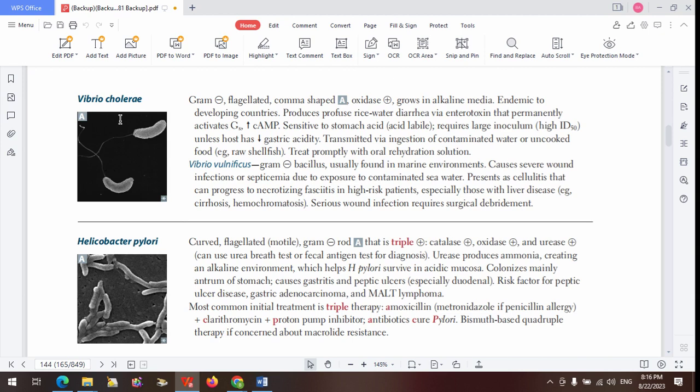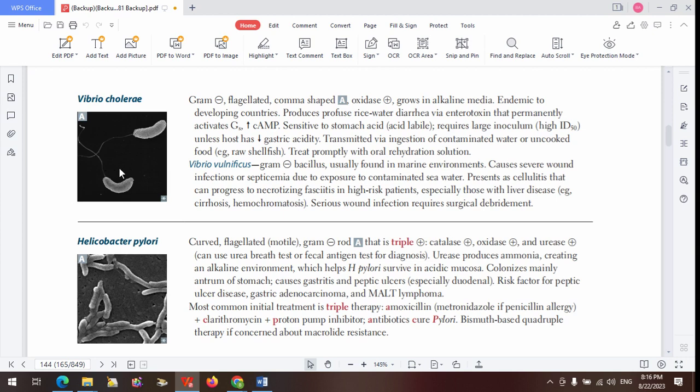So the mechanism is that once somebody takes in this Vibrio cholerae, it releases the cholera toxin, which permanently activates the Gs subunit, bringing about increased secretion of cAMP, that brings about increased secretion of sodium chloride and water, which explains the diarrhea that they have. And the diarrhea is not bloody.